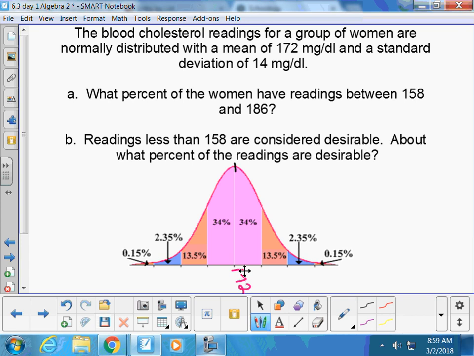So I would take the 172 and add a 14 to it. That would be a 186. I would add another 14 to go one more standard deviation to the right. That would be a 200. And I would add another 14 to get that last little line, and it's 214.